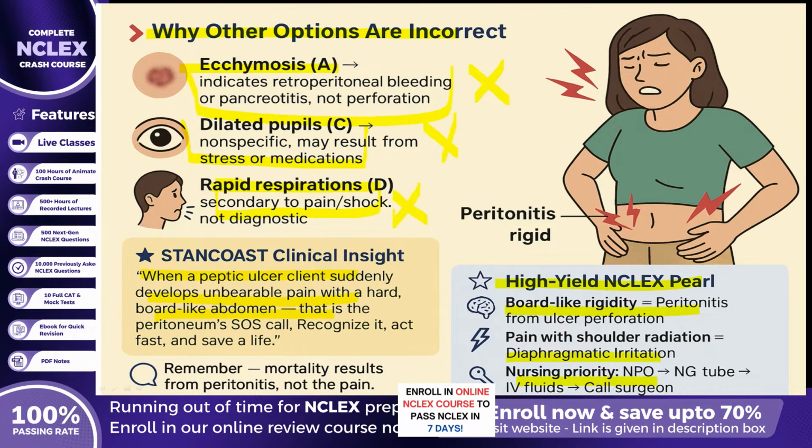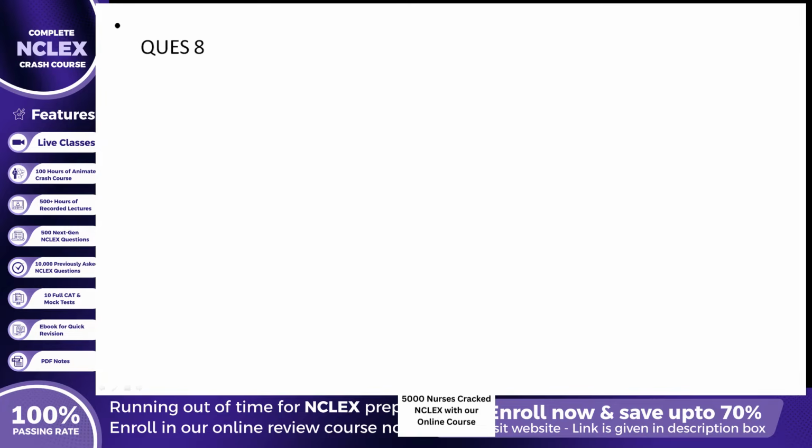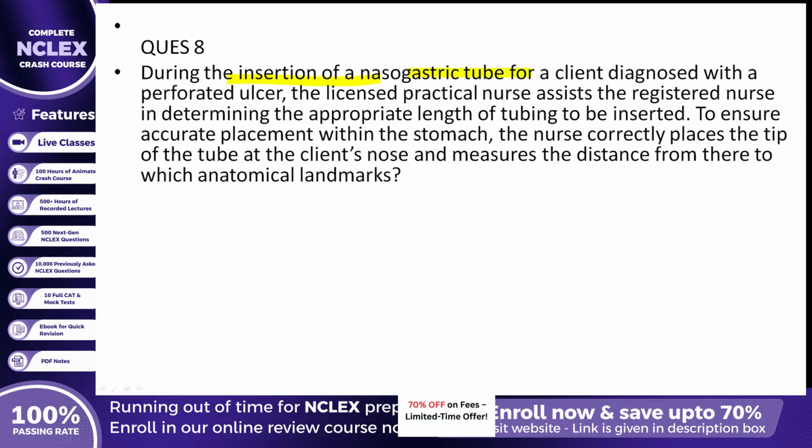To kick off this advanced clinical scenario, let us explore a question that evaluates both technical skill and anatomical precision. During the insertion of a nasogastric tube for a client diagnosed with a perforated ulcer, the licensed practical nurse assists the registered nurse in determining the appropriate length of tubing to be inserted. The nurse must ensure that the tube reaches the stomach safely without entering the respiratory tract. So, to achieve accurate placement, the nurse correctly places the tip of the tube at the client's nose and measures the distance from there to which anatomical landmarks.